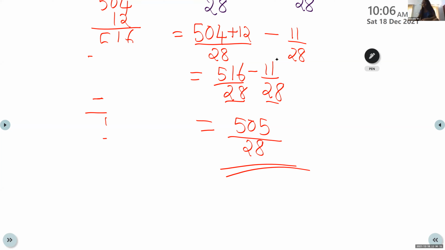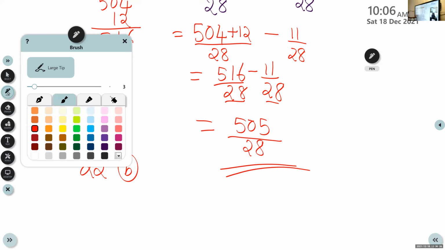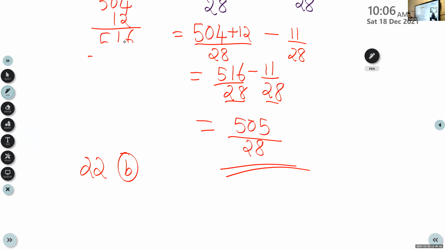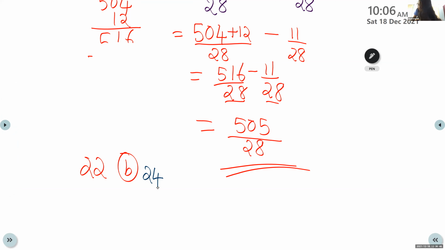I got the same answer. Those who have completed, what you have to do now? Do question number 22B. Here also we have to do subtraction. 24, 13 by 36 minus 10 by 36.